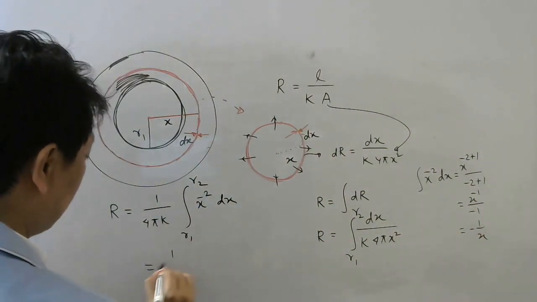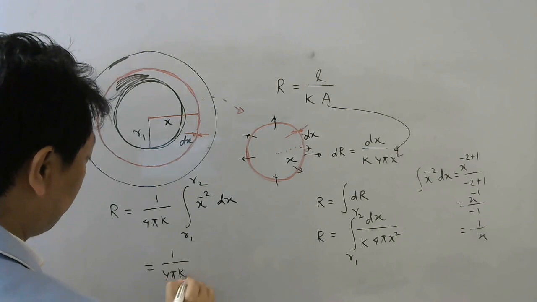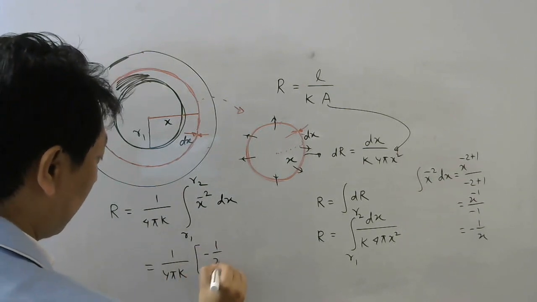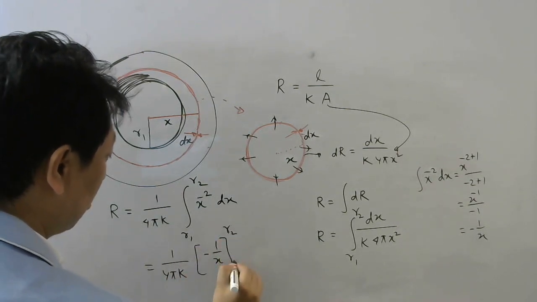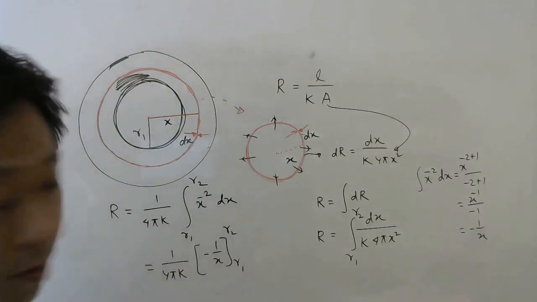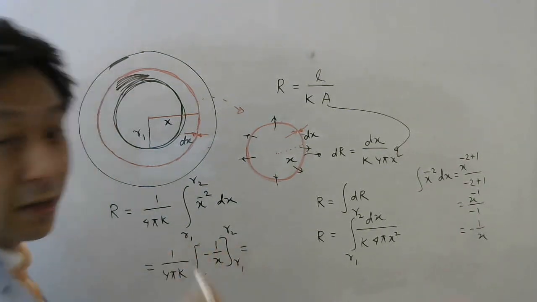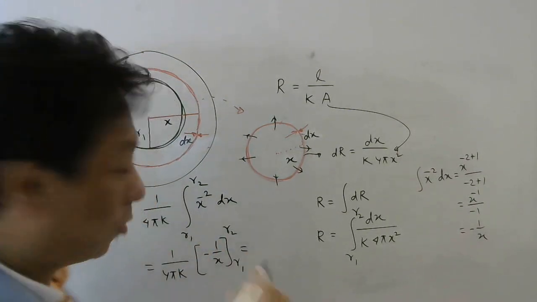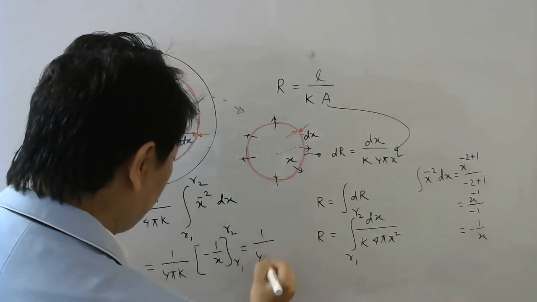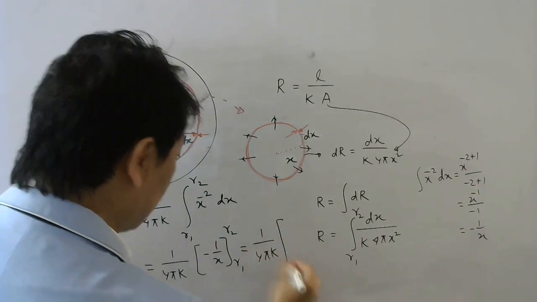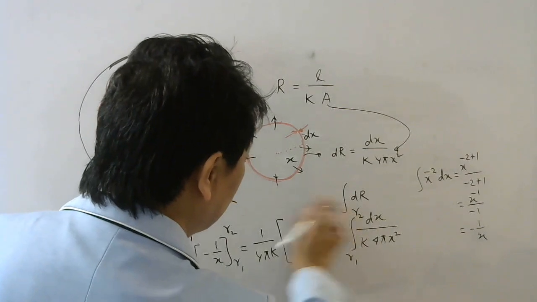So the final result is 1 by 4 pi k times minus 1 by x, upper limit R2, lower limit R1. Then what we should do? Put upper limit in place of variable minus put lower limit. So 1 by 4 pi k. Right?